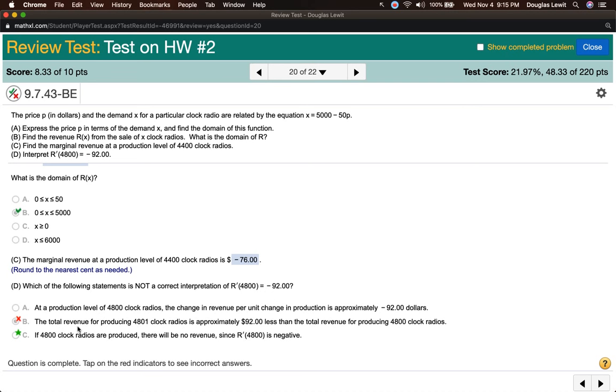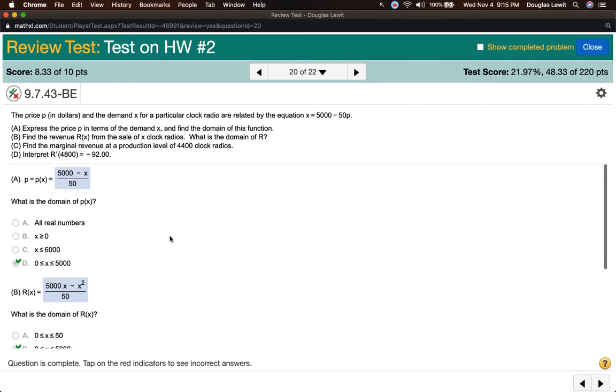What I selected was the total revenue for producing 4,801 clock radios is approximately $92 less than the total revenue for producing 4,800 clock radios. So what they're suggesting then is that this is the correct interpretation, and C is not the correct interpretation. Okay, but Pearson accepted my other answers, so most of it was indeed correct.